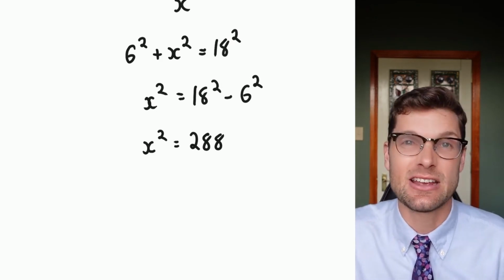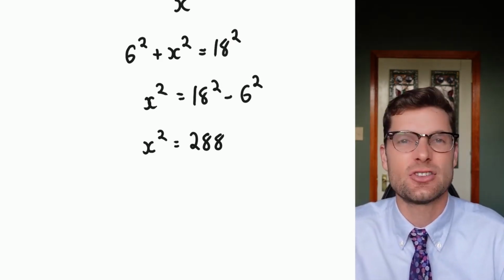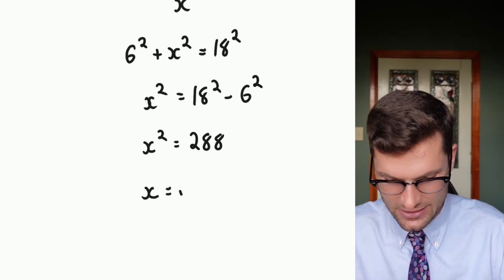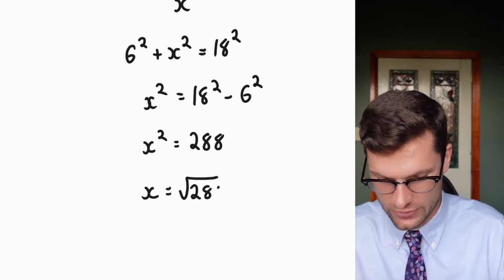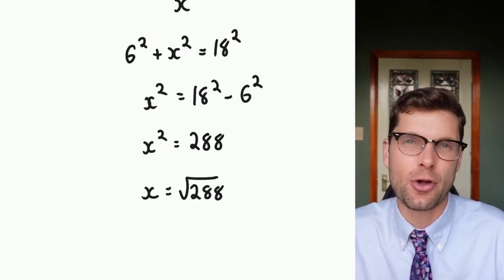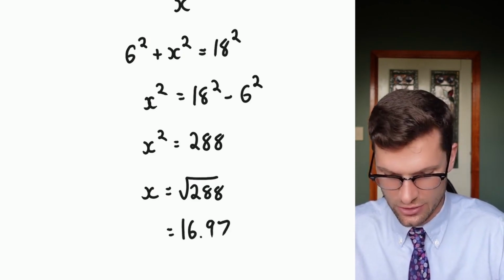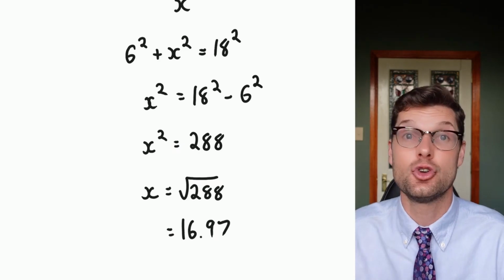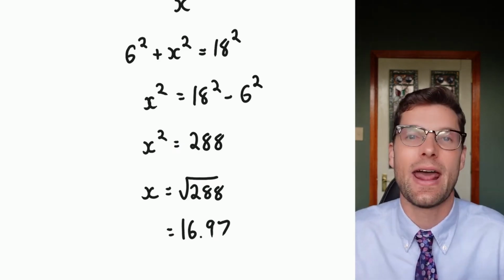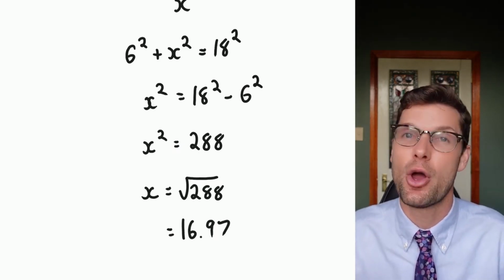I need x by itself. I don't care what x squared is, so I have to square root both sides. So x is equal to the square root of 288. And if I throw that into my calculator, I've been given the answer of 16.97, which fits into my guess at the start. I knew it had to be less than 18, so this perfectly fits.